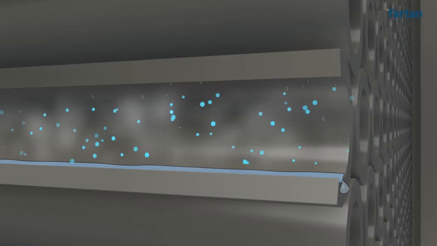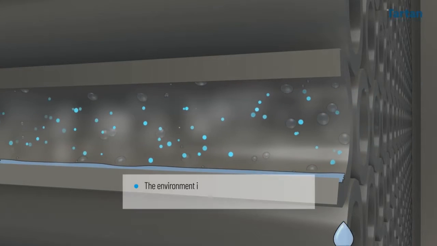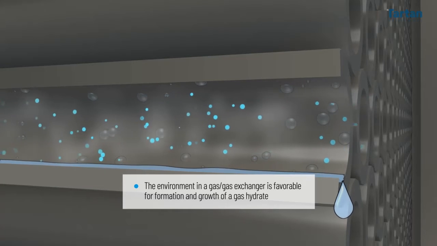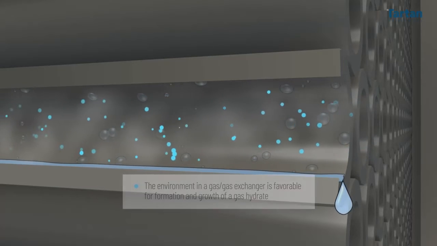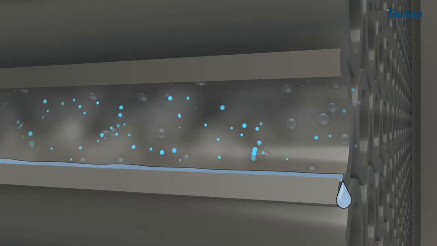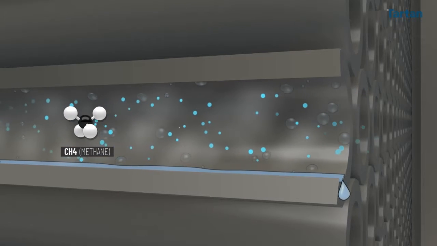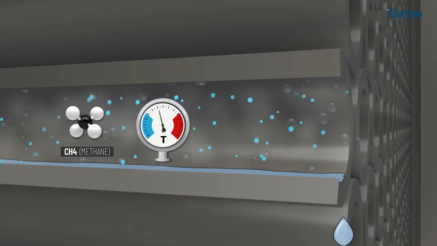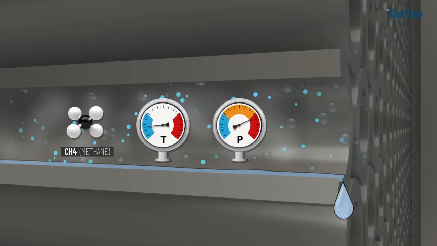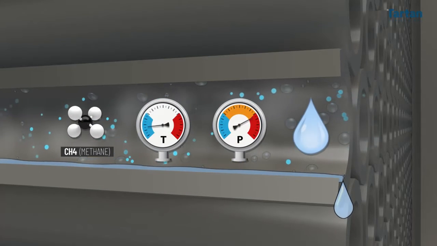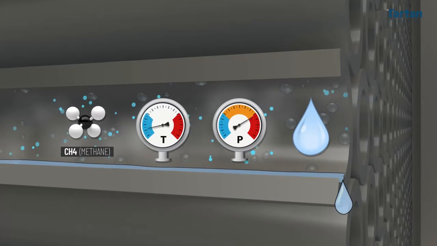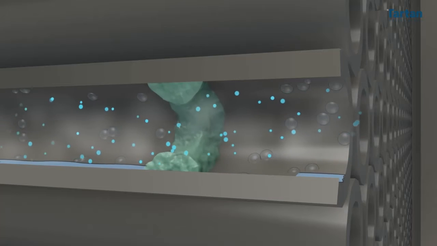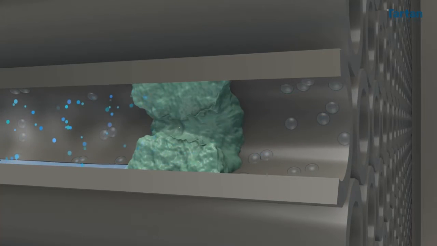As previously discussed in the section on hydrate formation, the environment in a gas-gas exchanger is favorable for formation and growth of a gas hydrate. The host molecule, mostly methane, is abundant in the processed gas. As the gas moves through the exchanger, the temperature is dropping, operating pressure is moderately high, and liquid water is condensing out of the gas, all favorable conditions for hydrate formation. If hydrates are formed, they can block the tubes and stop the gas flow.